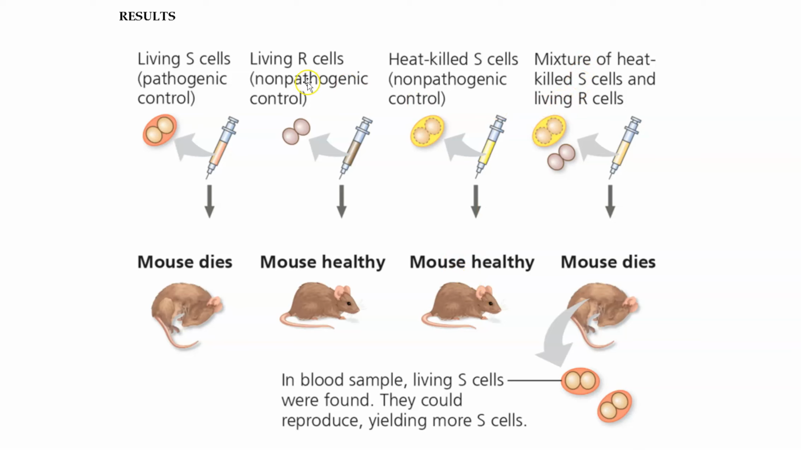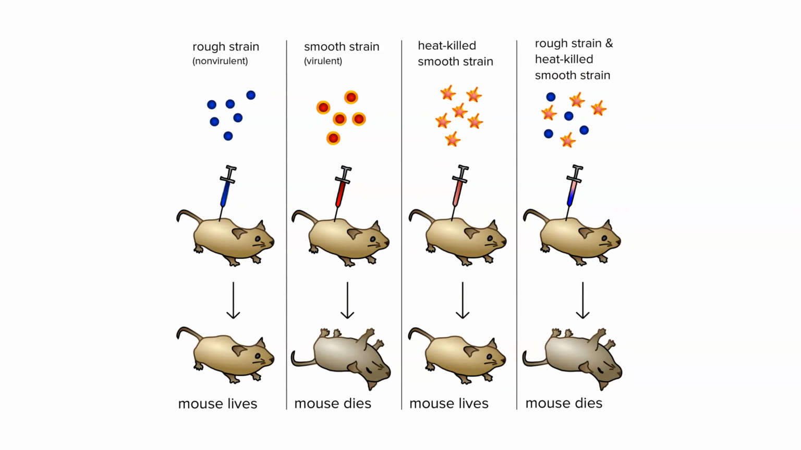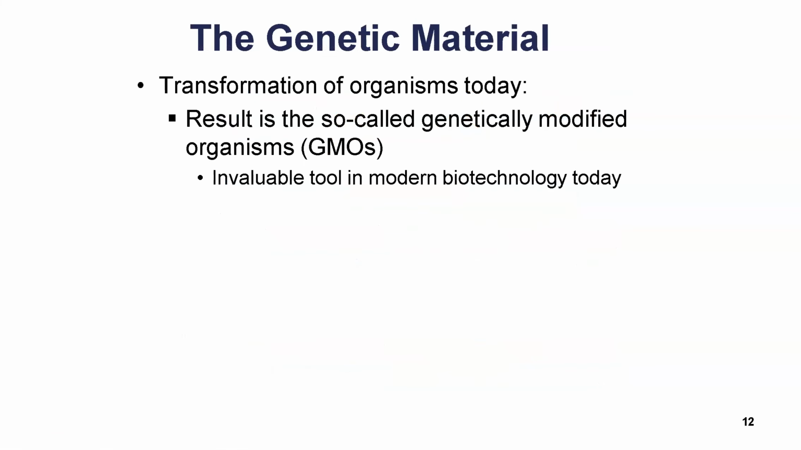He took a mixture of heat-killed S cells, mouse lived, and living R cells, mouse lived. Combined those two in the sample, injected the mouse, and the mouse dies. And from the blood, he saw smooth cells. So this was transformation. The R cells literally took up some of the DNA left over from the S cells and became the pathogenic strain. And this transformation, we see this today.